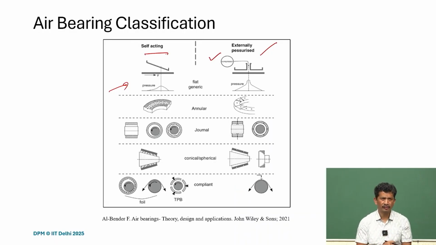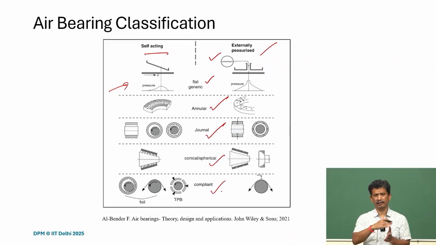So, just like a journal bearing, and it's tilted. Because of the movement, pressure is also created and we can support the load. So flat, it can be annular, journal, even conical and spherical, and even compliant. So we can classify, and depending on the application, it can be redesigned and we can get different configurations.